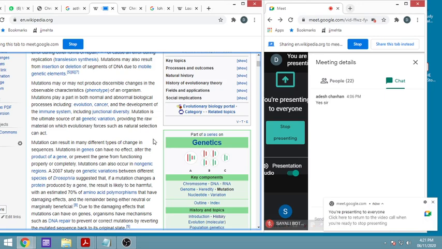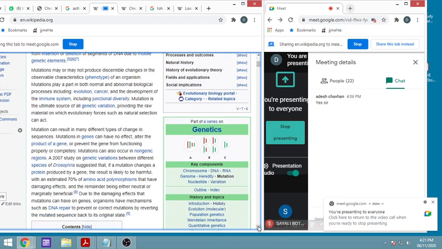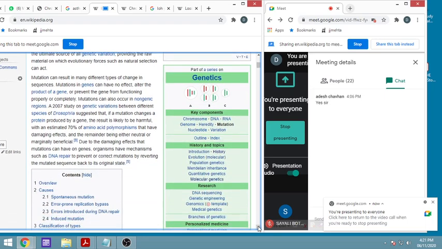As I told you, it can have no effect. It can alter the product of the gene, and that product may be more effective or more beneficial, or it may be less effective, less beneficial. So there is a wide range: no effect, better than previous, and worse than previous. In this range, anything can happen because of mutations.